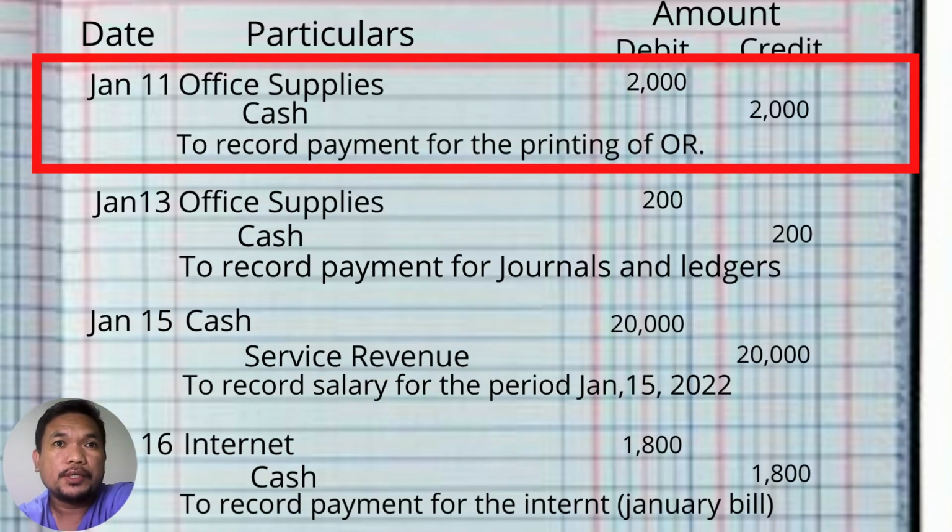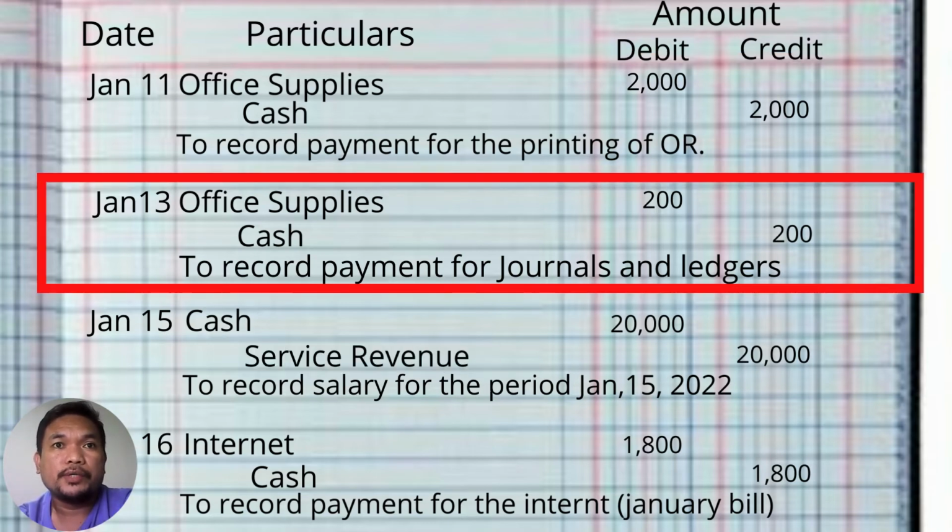And for the January 11 transaction, this is the time when you pay for the printing of your official receipt. Okay, so you debit office supplies, that is 2,000 pesos, and then you credit cash because you paid 2,000 pesos. And then your explanation: to record payment for the printing of OR or the official receipt.